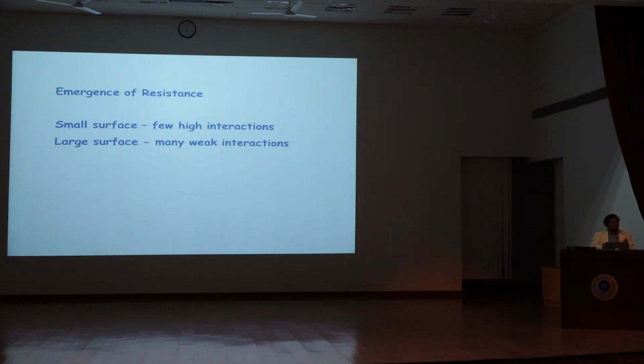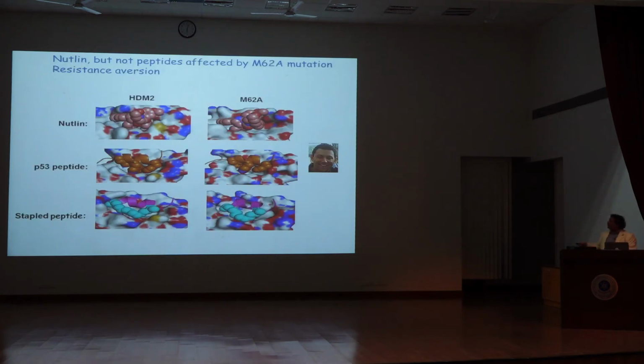What does that tell us? That tells us that in a protein, okay, let's use this. If you look at this picture, this is nutlin, okay. Nutlin makes a few high affinity interactions with MDM2. Now say I have removed one of these interactions, okay. I have removed this side chain of a methionine and mutated it to alanine. That one deleterious change is sufficient to knock nutlin off. That is the basis of resistance, okay.